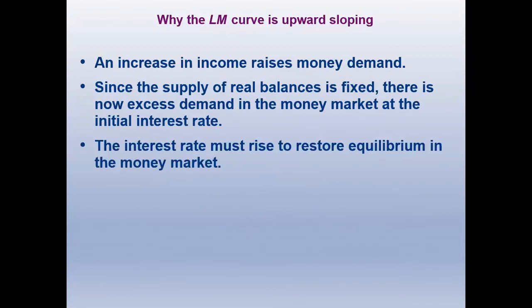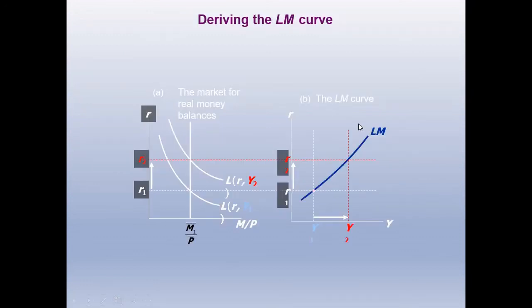Okay. So the increase in income raised the money demand. Since the supply of real balances is fixed, there is no excess demand in the money market at the initial interest rate. The interest rate must increase to restore equilibrium. What do I mean by this?